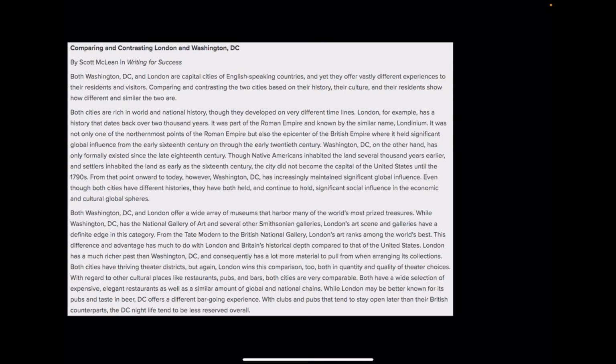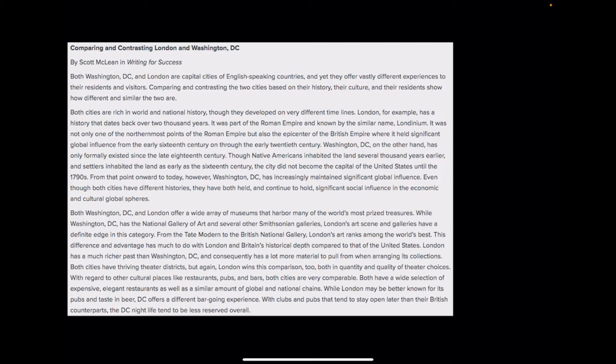Okay. So it says here, comparing and contrasting London and Washington DC. So let's start reading it through. I'm going to highlight a few things that I think are important. Feel free to do that yourself on your sheet. And we'll see what you get at the end.